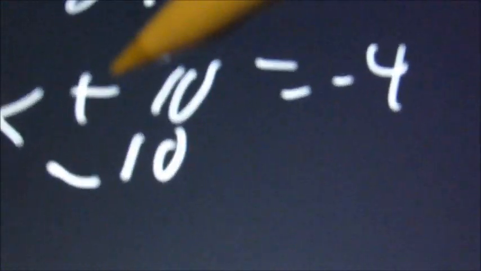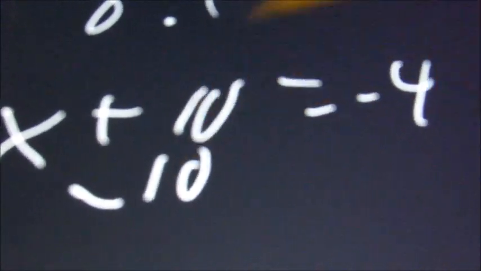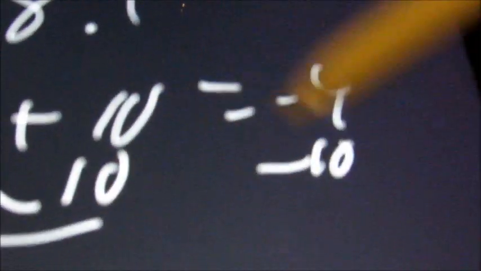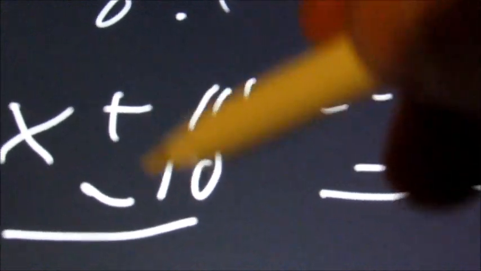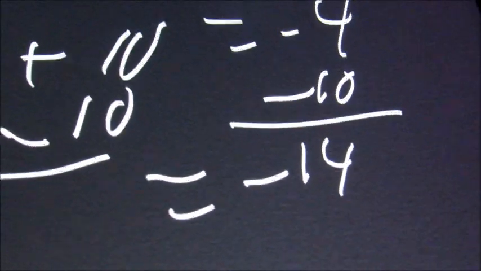And whatever we do on one side of the equal sign, we have to do on the other. So since we subtracted 10 here, we also have to subtract 10 on the other side of the equal sign. Now when we do this, we're going to keep the x, and we have 10 minus 10, which is 0. And we have an equal. We have -4 minus 10, and that is -14.